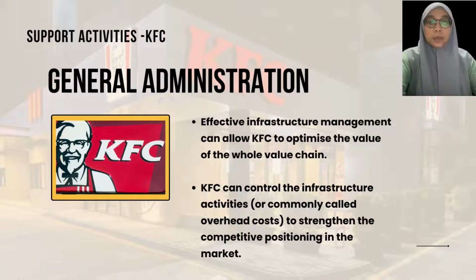Next, I will be explaining the support activities under General Administration. In terms of General Administration, KFC has devoted a range of activities such as quality management, legal matters handling, accounting, financing, planning, and strategic management. Effective infrastructure management can allow KFC to optimize the value of the whole value chain. KFC can control the infrastructure activities, commonly called overhead costs, to strengthen its competitive positioning in the market. That's all from me. I will pass to the next presenter.